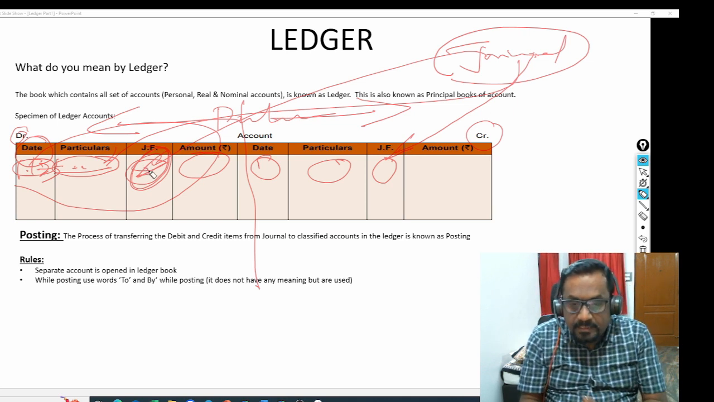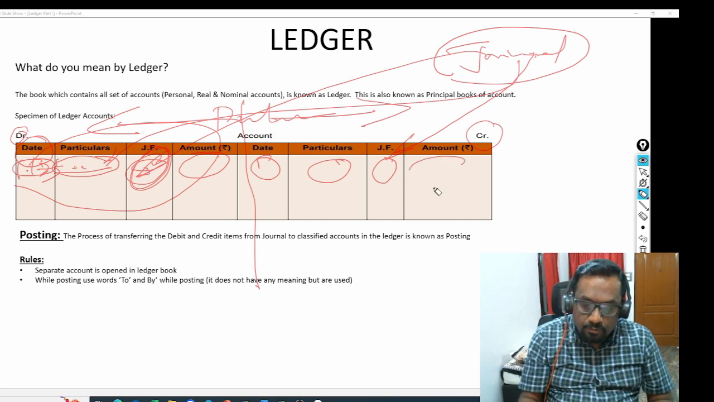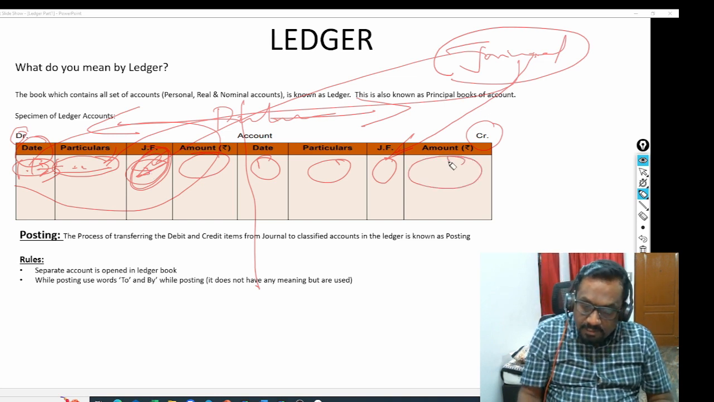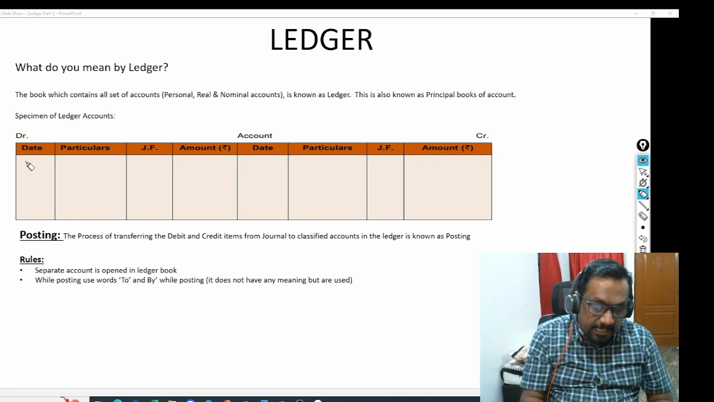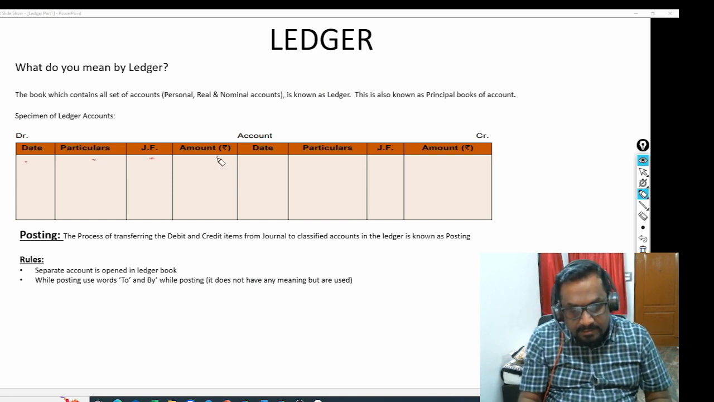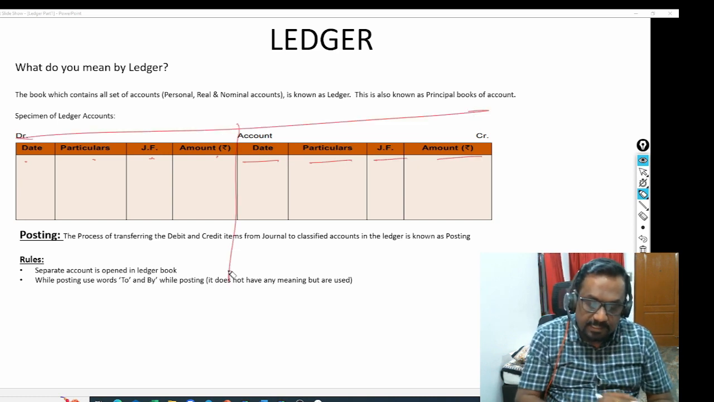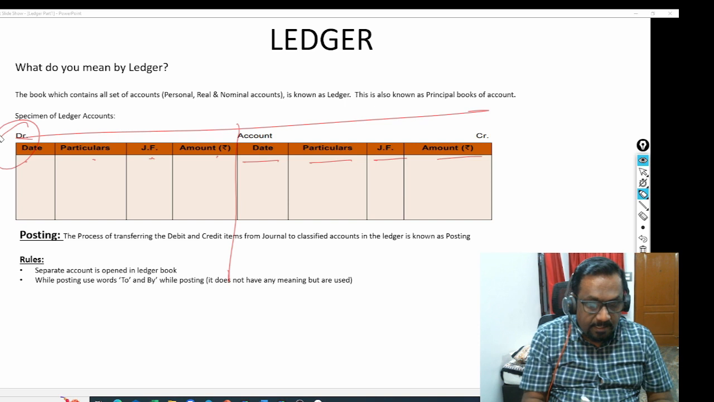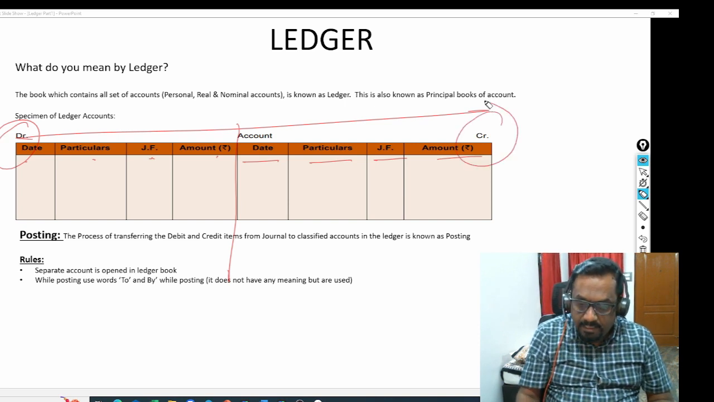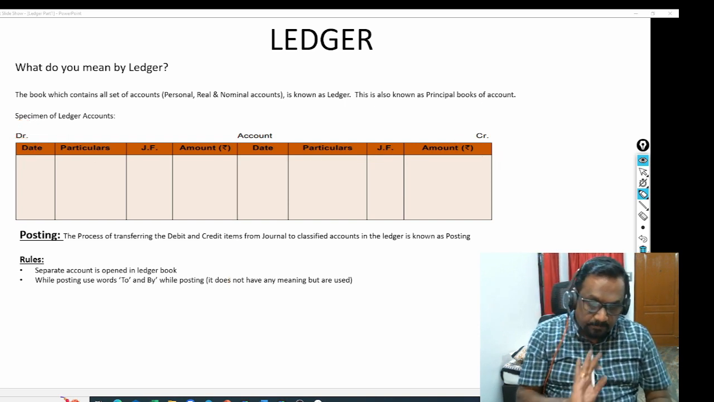If it is a credit transaction, that will come this side, and the amount also you need to put. This is how the specimen looks: date, particulars, journal folio number, and amount. Similarly on the credit side: date, particulars, journal folio, and amount. So this is in the form of the English letter T, with a debit side and a credit side. Are you clear about the specimen?